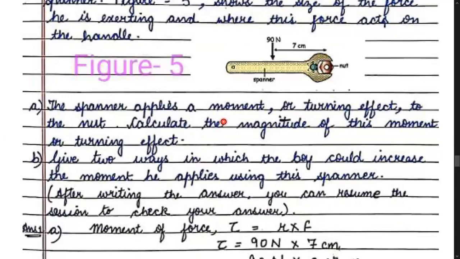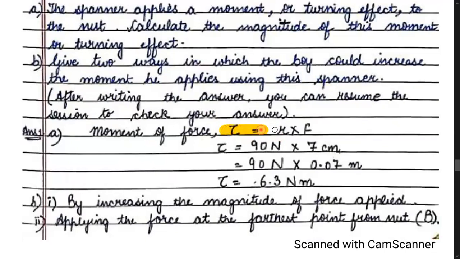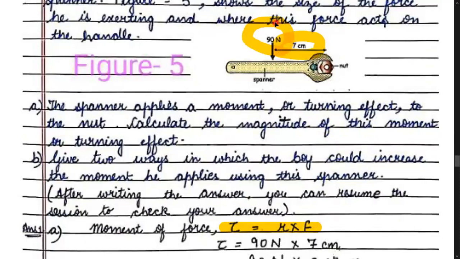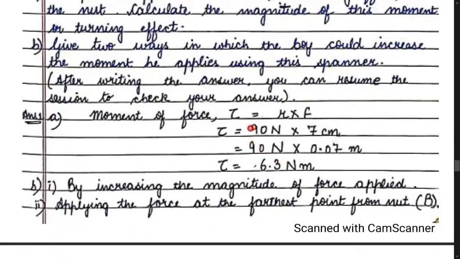The first answer, the value of torque, can be found by using the formula torque is equal to distance multiplied by force. The distance given was 7 centimeter, converted into meter, while force is 90 Newton. So children, here 90 Newton multiplied by 7 centimeter. 7 centimeter can be written as 0.07 meter. So 90 multiplied by 0.07 will be 6.3 Newton meter. So the value of torque is 6.3 Newton meter.